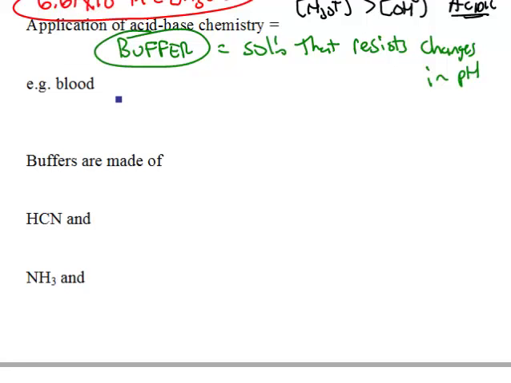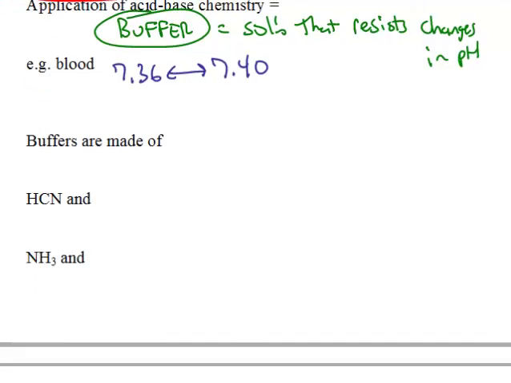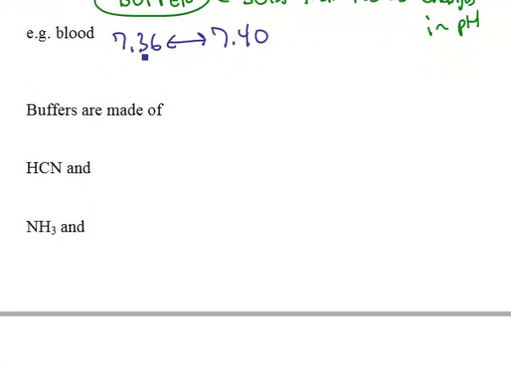very much. For example, your blood is buffered to have a pH somewhere between 7.36 and 7.40. You don't want the blood to become too acidic or too basic because the chemical reactions that are necessary for life are optimized at those pH values. If it's too acidic or too basic, those reactions will be negatively affected.